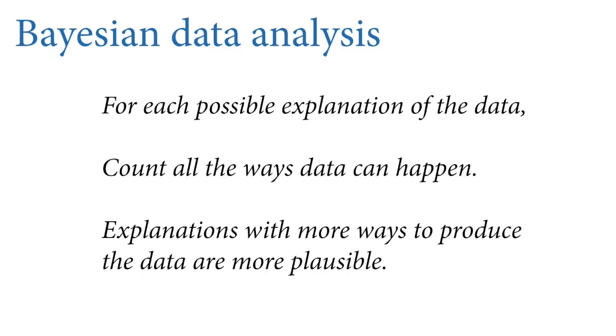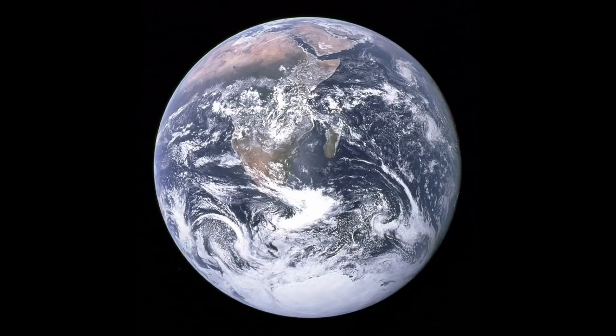Bayesian data analysis is a very modest approach to inference, and it can be summed up with the words on this slide. For each possible explanation of the data, we're going to count all the ways the data could happen. And those explanations with more ways to produce the data are more plausible. Now I'm going to spend the rest of this lecture expanding on this and making it algorithmic so you can understand how it works. But you should know that every Bayesian model instantiates this approach. And this is how data are used to produce inferences, how they are summarized, and how uncertainty is represented is all through counting of ways that data can happen.